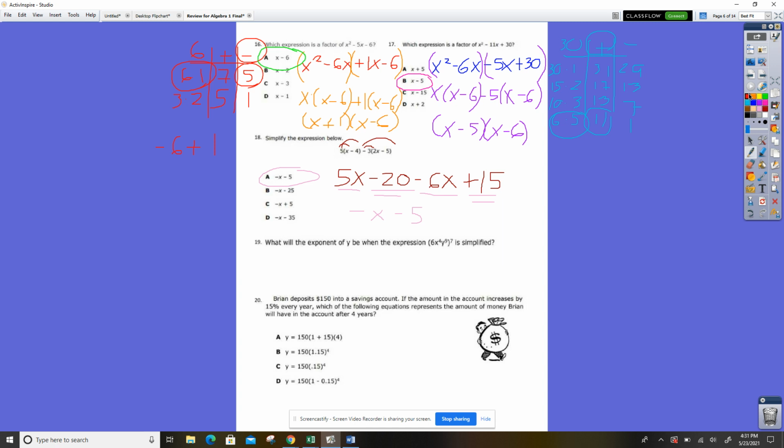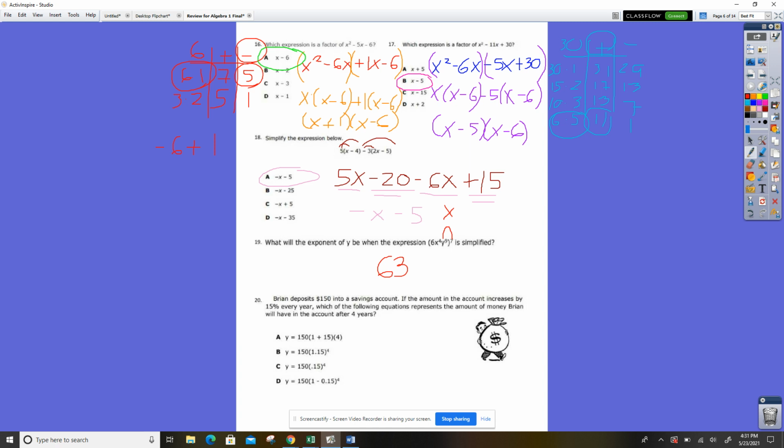Number 19 says, what will the exponent of y be when the expression 6x to the 4th y to the 9th to the power of 7 is simplified? Okay, so the only thing that I need to look at is this part right here. Now, just like we talked about before, when you have a power to a power, you multiply. 9 times 7 is 63. So your answer is just 63.